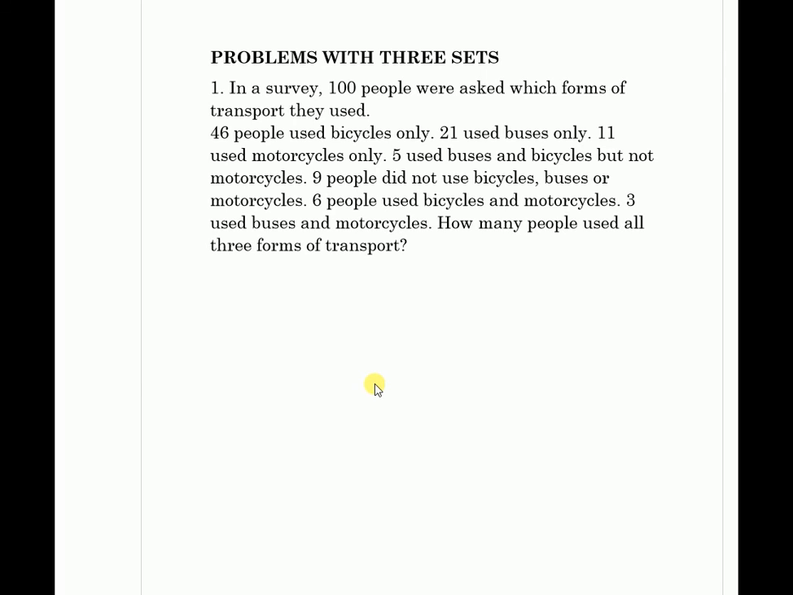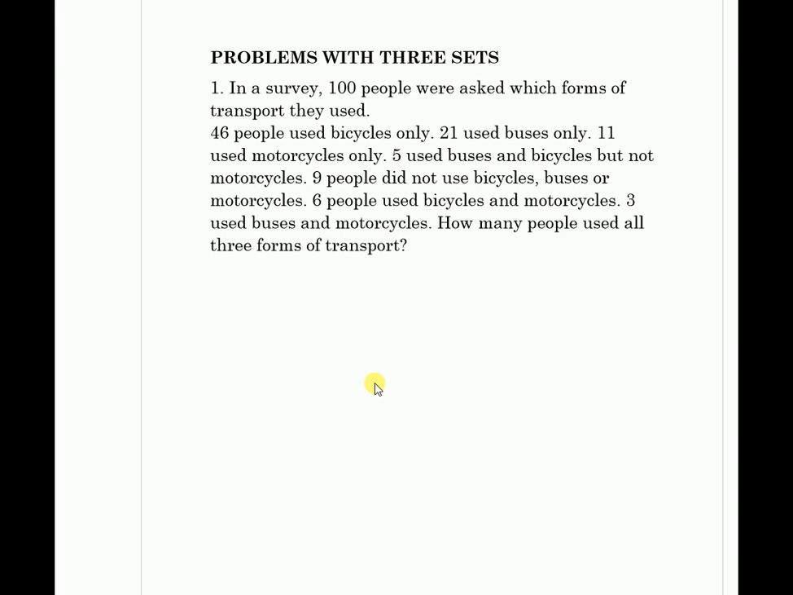Some problems with the 3 sets. In a survey, 100 people were asked which forms of transport they used. 46 people used bicycles only, 21 used buses only, 11 used motorcycles only, 5 used buses and bicycles but not motorcycles. 9 people did not use bicycles, buses or motorcycles.